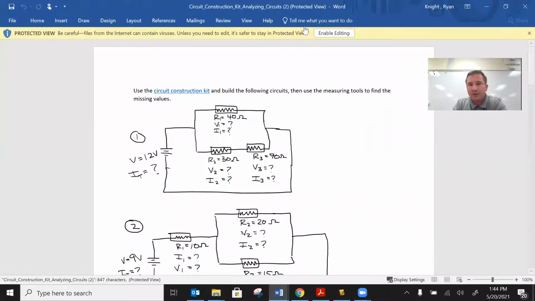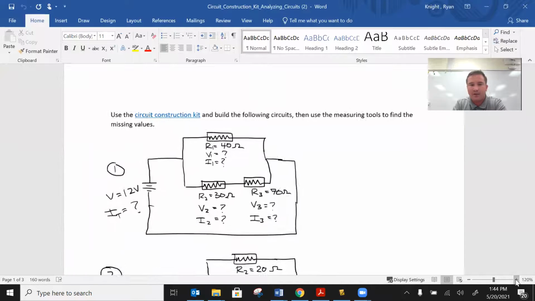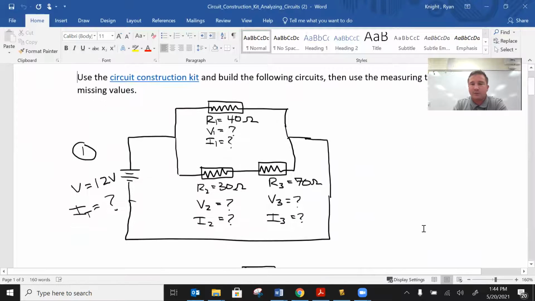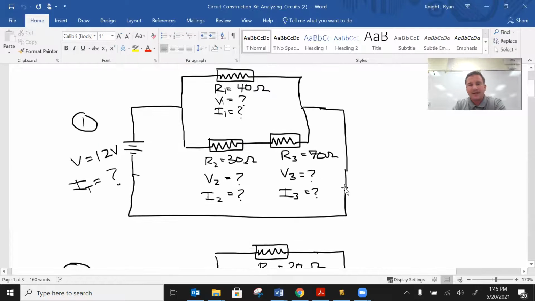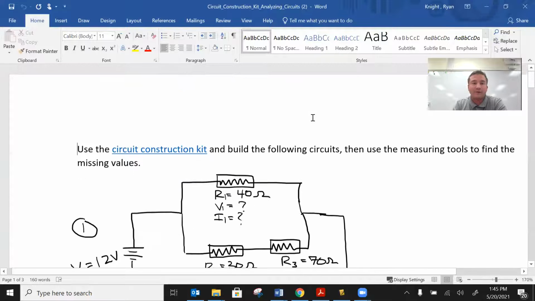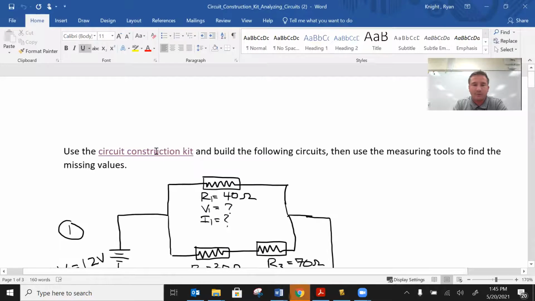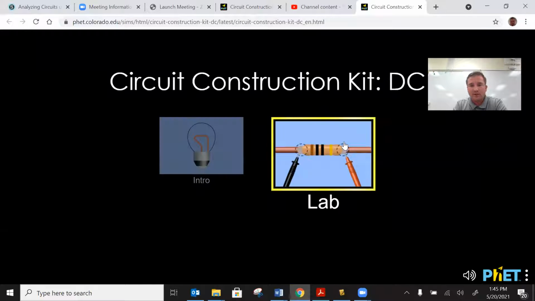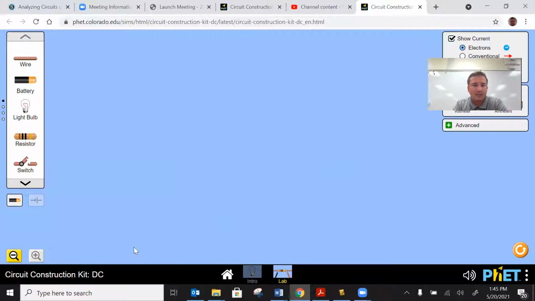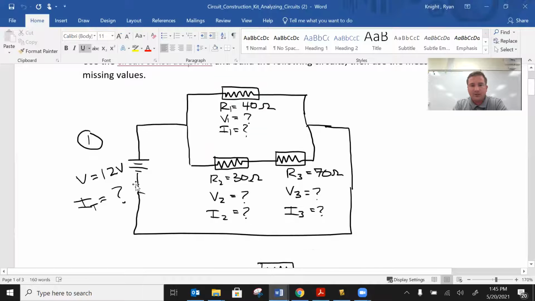Your goal, I'm going to go through just the first one here so you can kind of see what needs to happen and what you should be doing in order to complete this. So first problem here. Well, first of all, we want to open up the circuit construction kit. So let's open that up real quick. Fed simulations, lab. All right, blank space. We want to build this circuit right here.